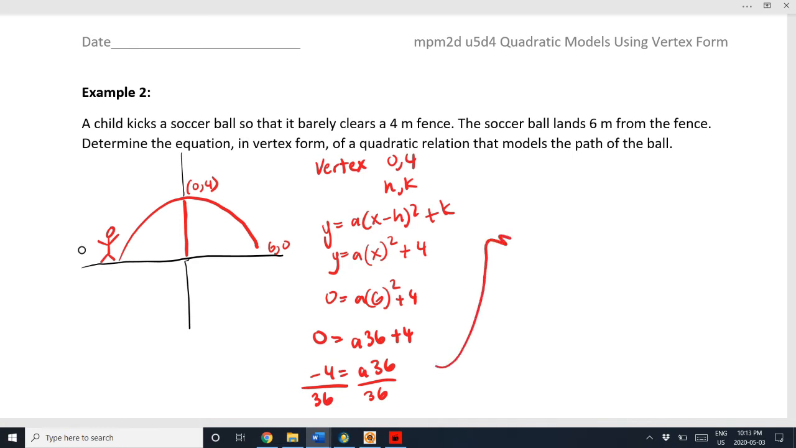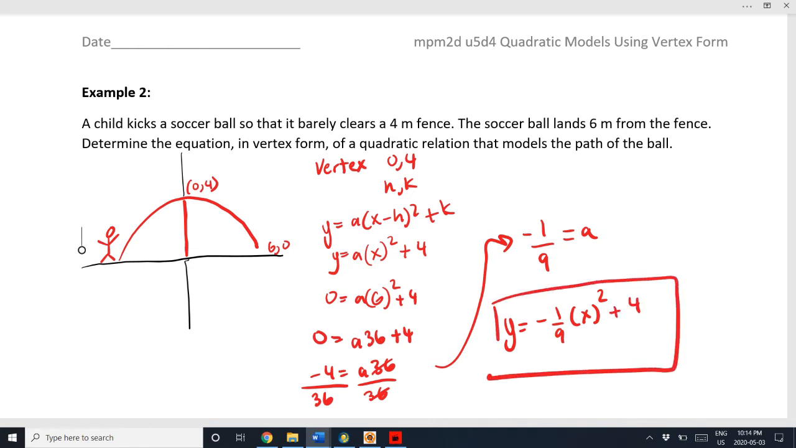And let's bring that up here. When this reduces, negative 4 divided by 36 is going to be equal to negative 1 over 9. And that will be our a value, because these are going to cancel here. And now we can write our equation. y is equal to negative 1 over 9 bracket x, because h is 0, we don't have to include it, squared plus k, which is 4. And this is an equation that models the soccer ball.